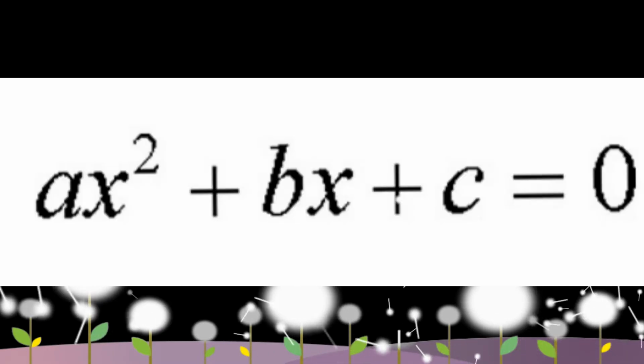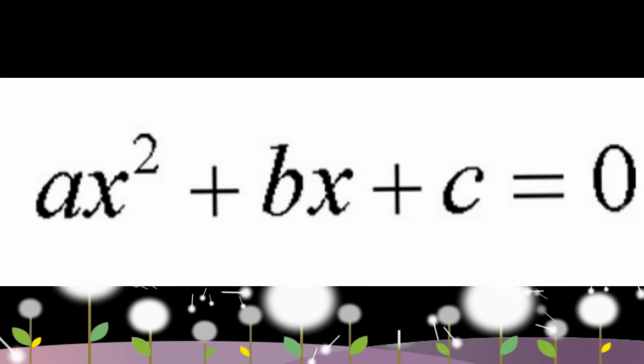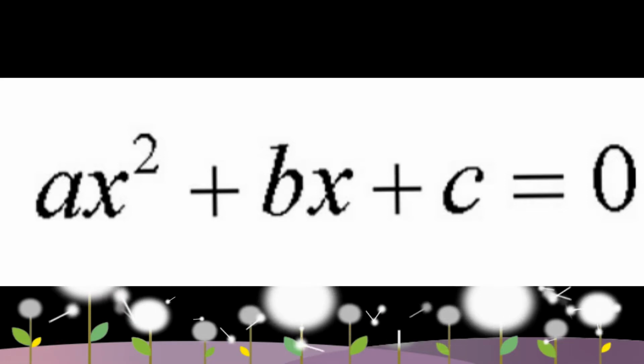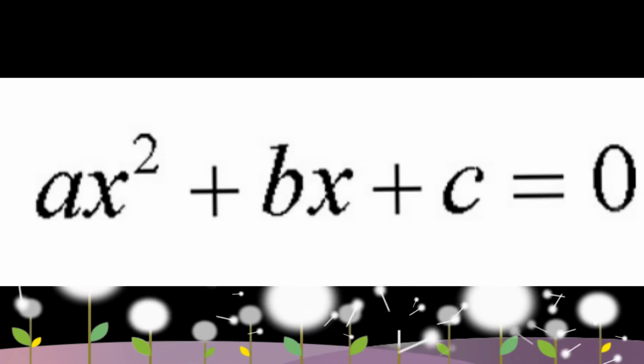What is a quadratic equation? The general form of a quadratic equation is ax squared plus bx plus c equals 0, where a is the highest degree, which is second degree, b is the numerical coefficient of x, and c is the constant.